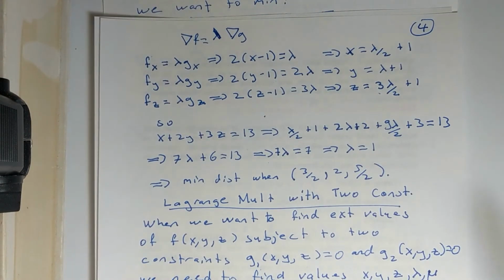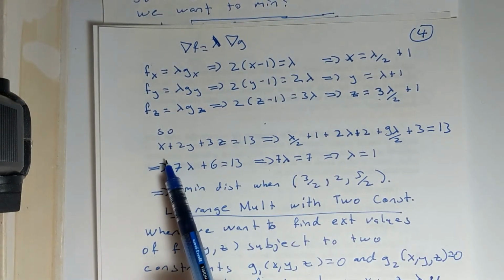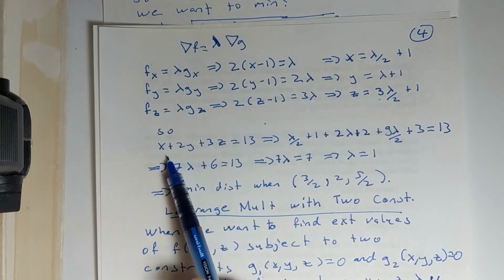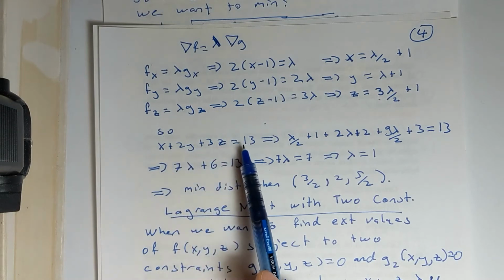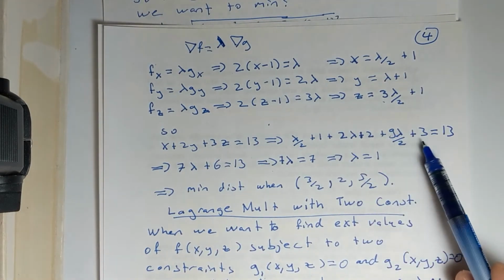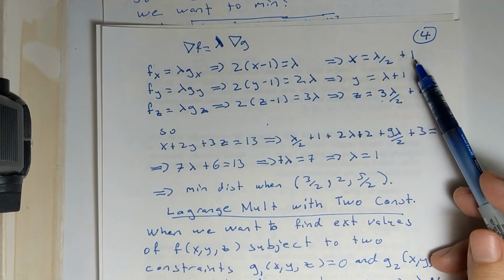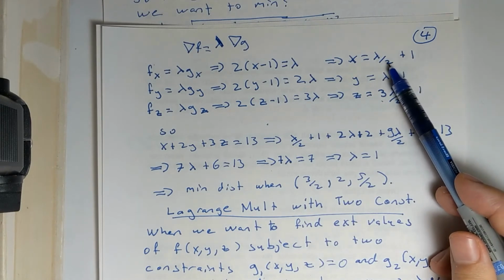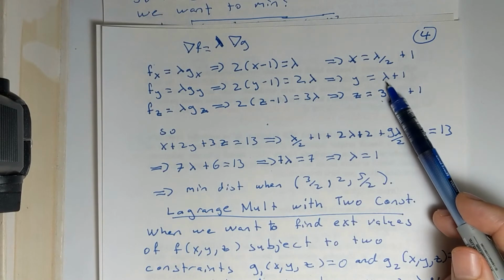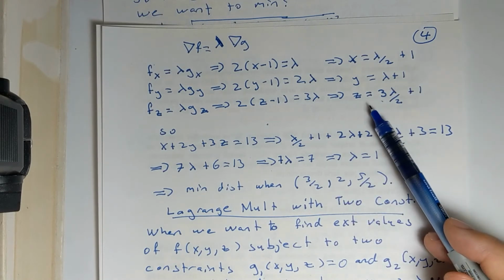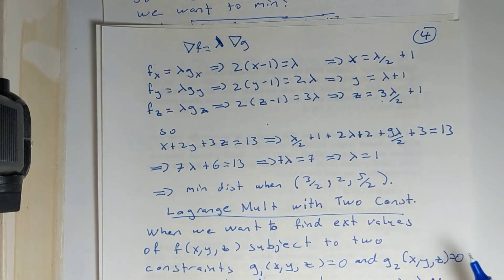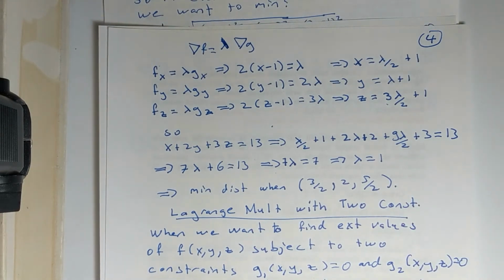So plug them back into the original plane. What was our constraint? Our constraint was that these points have to be on the plane, right? So the plane was x plus 2y plus 3z equals 13. Straight away plug them in, and we get lambda equals 1 after you do the math. So x is lambda over 2 plus 1, which is 3 halves. y is 1 plus 1, which is 2. And z is 3 halves plus 1, that's 5 halves. So we get minimum distance when the point is (3/2, 2, 5/2) on the plane.